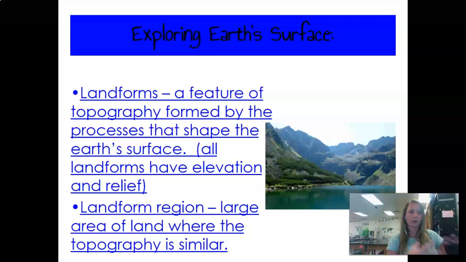We can categorize all deltas into one type of environment. We can categorize mountains into another. There are some mountains that are growing, and there are some mountains that are shrinking. So we'll even talk a little bit about those different types of landforms.